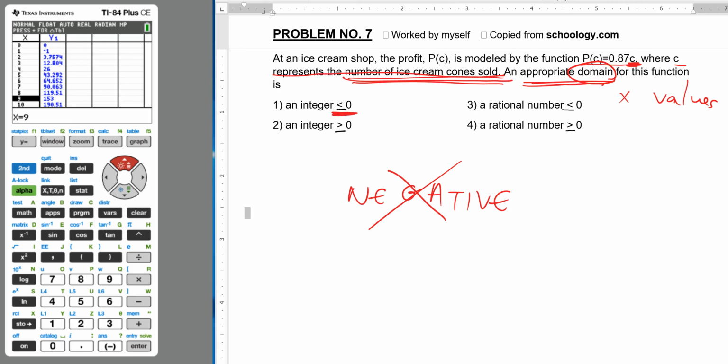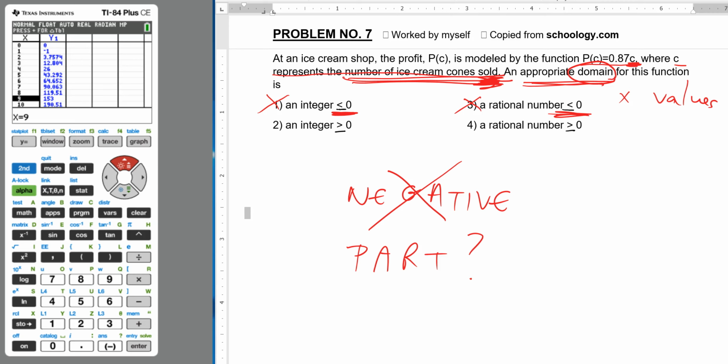Anything less than 0 is negative, so we know it's not going to be a negative answer for this problem almost ever. But sometimes you can have part of something and sometimes you cannot. The question is, can you buy part of an ice cream cone, right? And the answer is no. They either sell a cone or don't sell a cone, but you can't buy part of an ice cream cone.